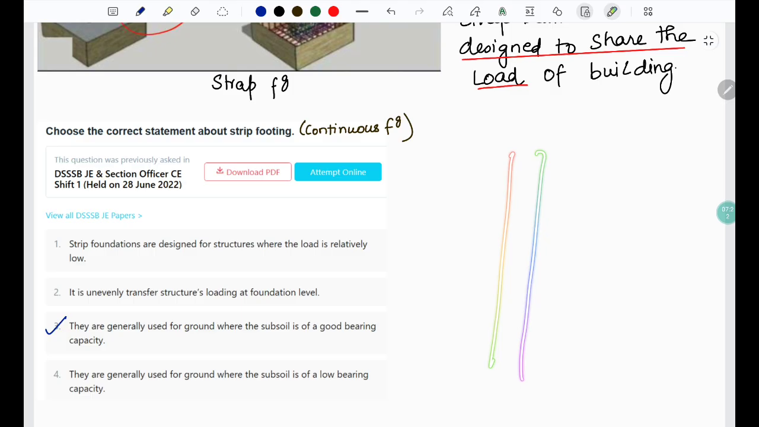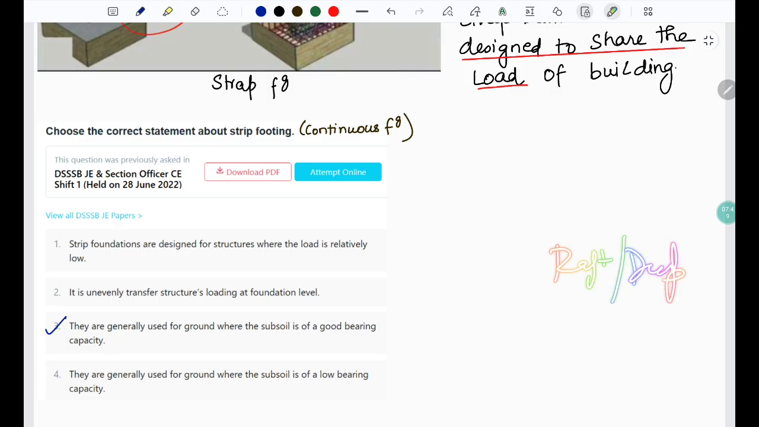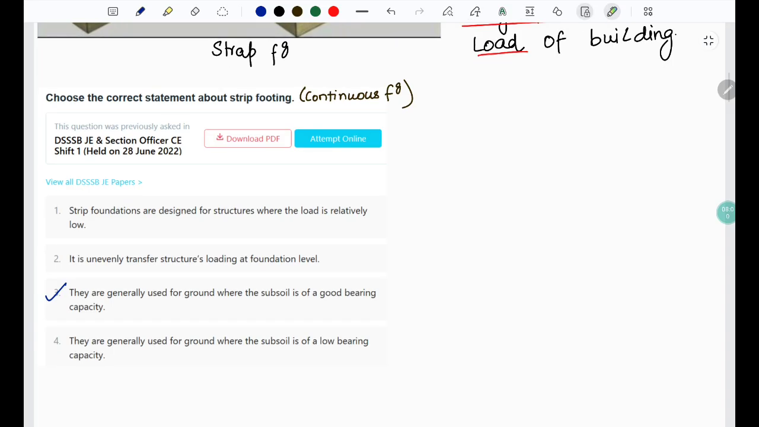Any structure which is either continuously in line or has a large area will transfer the load very uniformly. Then it says that they are generally used for ground where the subsoil is of good bearing capacity. Yes, you will only give strip footing if the soil has a good bearing capacity, and if it doesn't have a good bearing capacity, we will not go with the strip footing. We might have to shift towards other options like raft or mat or even deep foundation where the load is very high. Then comes, they are generally used where the subsoil is of low bearing capacity. As I said, no. If the ground has low bearing capacity, we will not use the strip footing.